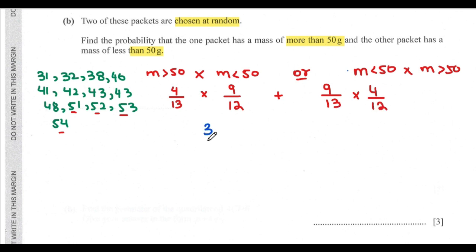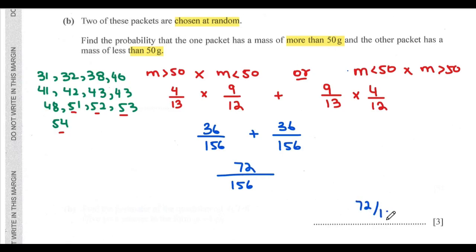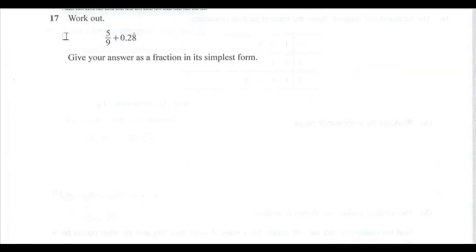4 9s are 36 and 13 12s are 156. Again 9 4s are 36 and 13 12s are 156. Now you know denominators are same, so we can write them once and we can add the numerators. So 36 plus 36 is 72. So the probability is 72 over 156.